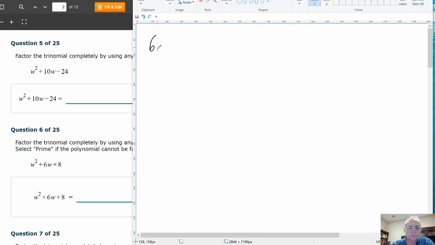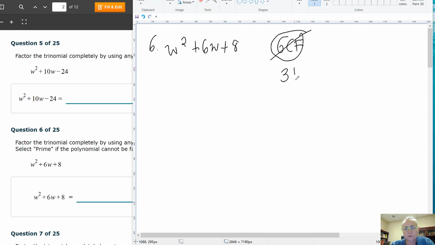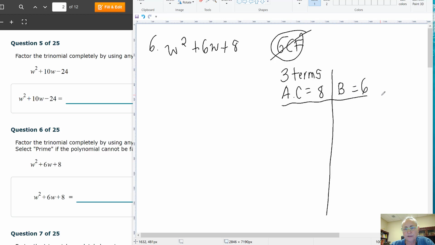Number 6, W squared plus 6W plus 8. I look for GCF. There is no GCF. I count my terms. There are 3 terms. I multiply A times C. I get 8, and my B is 6. I need the factors of 8 that will add up to 6.